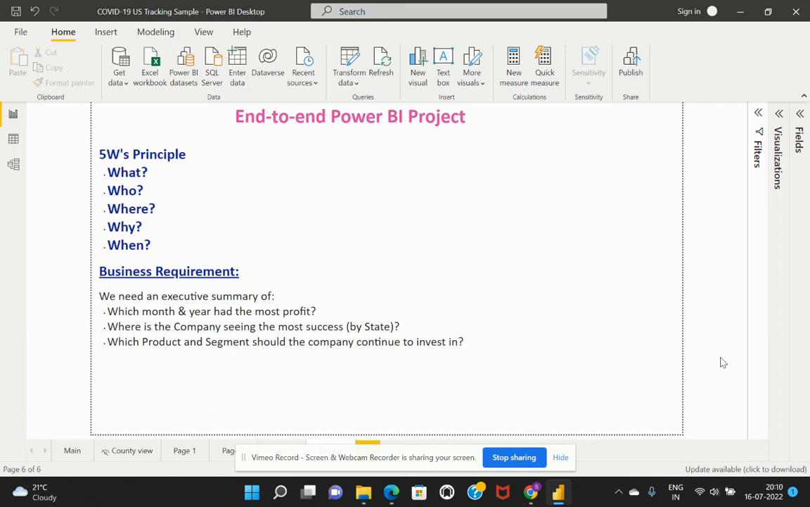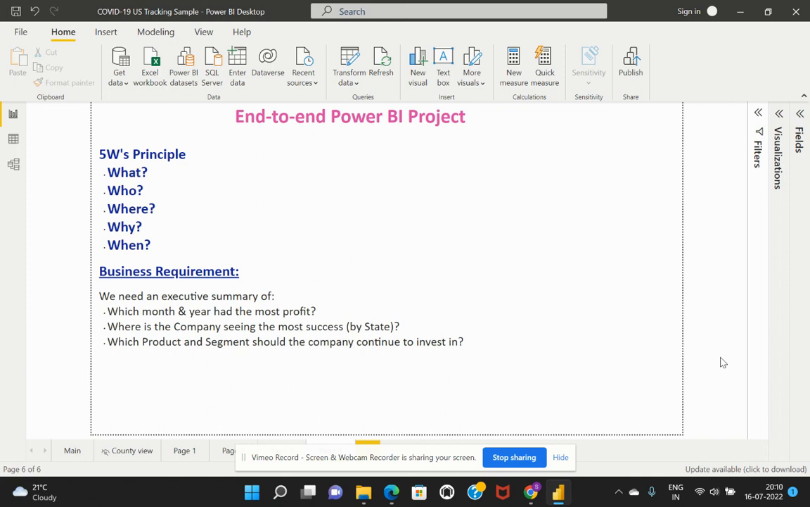The first question they would like answered from the report is: which month and year had the most profit? Okay, so which specific duration of the company had the most profit? And then the second question is: where is the company seeing the most success by state? And then the third question is: which specific product and segment should the company continue to invest in?